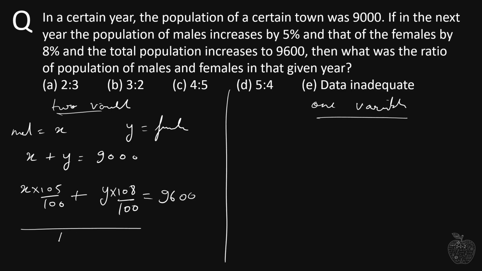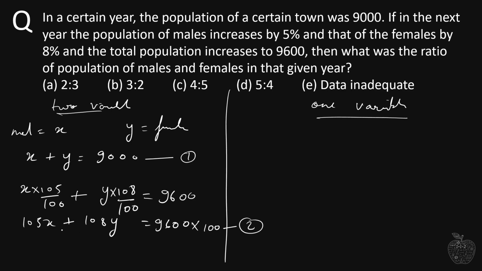So let's take the LCM here. It would be 100, and we get 105x plus 108y equals 9600, and this 100 goes to the right hand side and gets multiplied, so we get 9600 into 100. Now x plus y equals 9000 is equation 1, and this new equation is equation 2. So I'll divide equation 2 by equation 1: on the left hand side we get this divided by x plus y, and on the right hand side this divided by 9000.